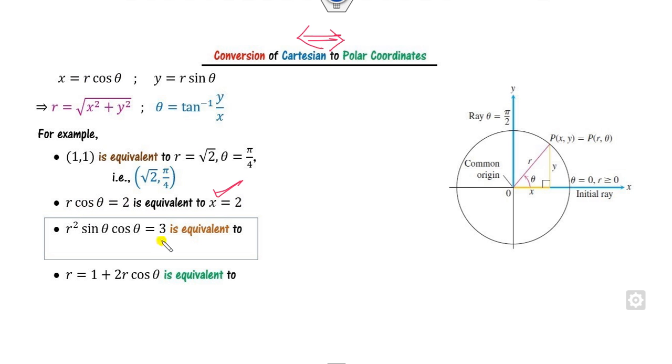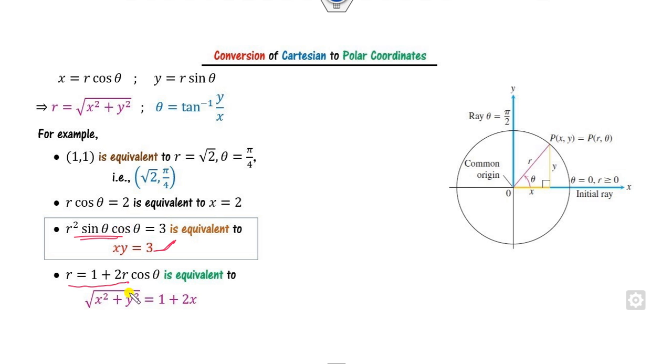Can you convert this into Cartesian coordinates? I can use cos theta is x by r, and sin theta is nothing but y over r. If you substitute here, you get xy is equal to 3, which is a rectangular hyperbola. If you want to draw the graph of this, it is again a rectangular hyperbola.